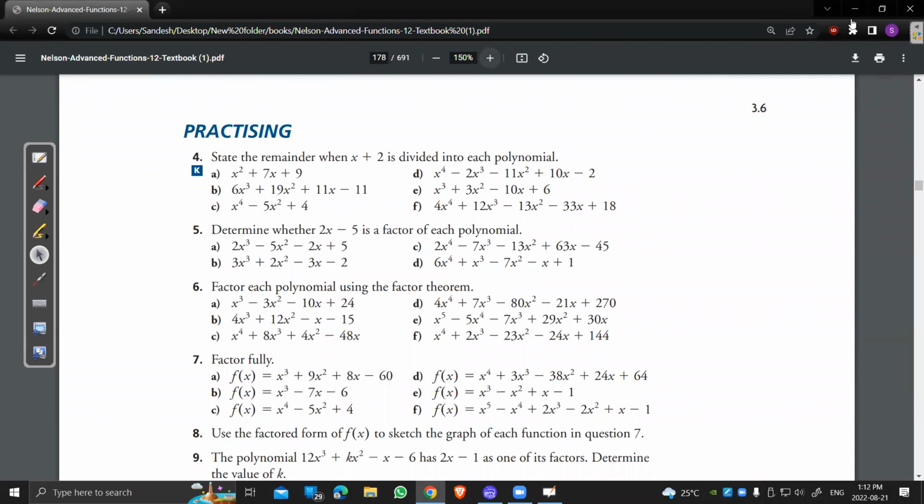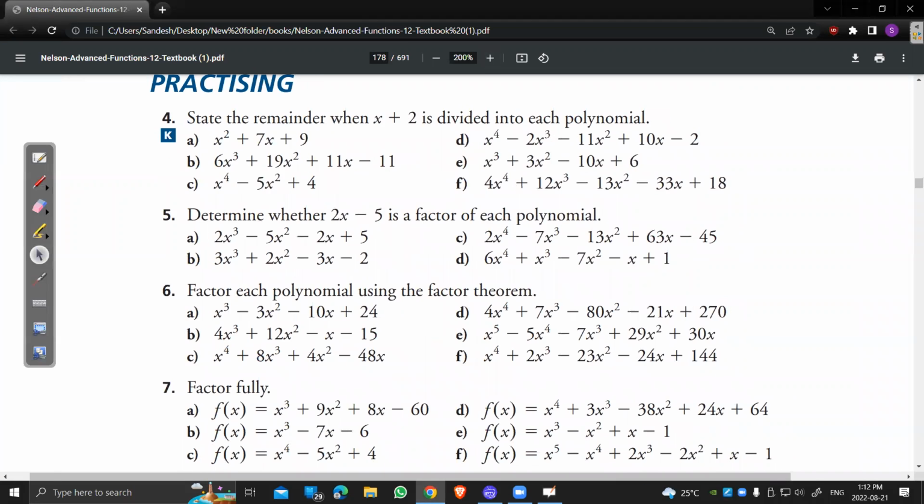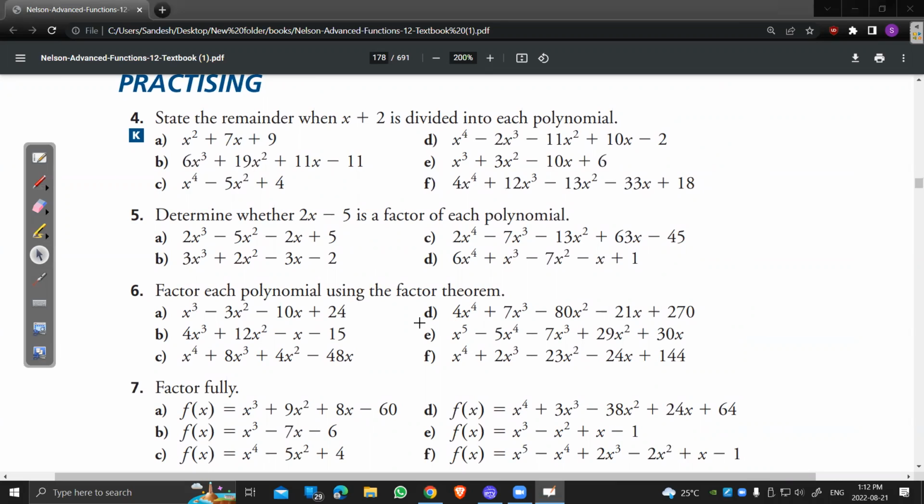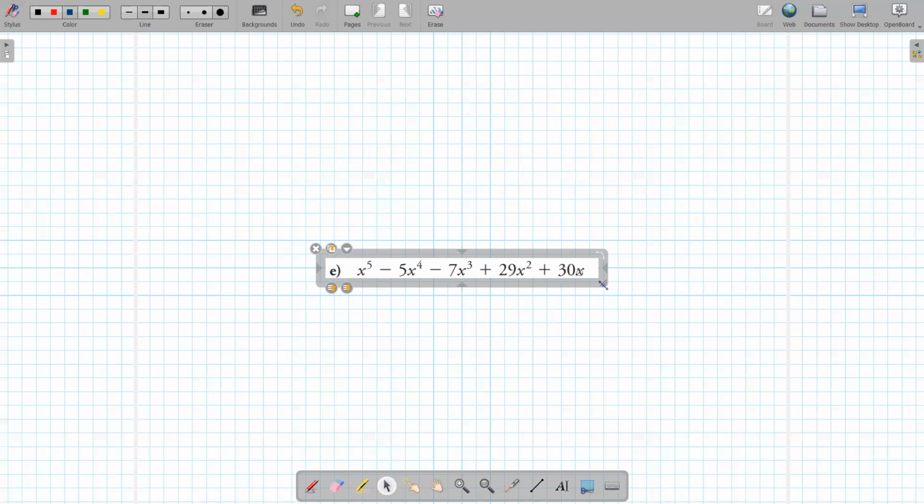All right, let's do some questions here. All right, let's do the hardest one. It says factor, all right? It says factor.